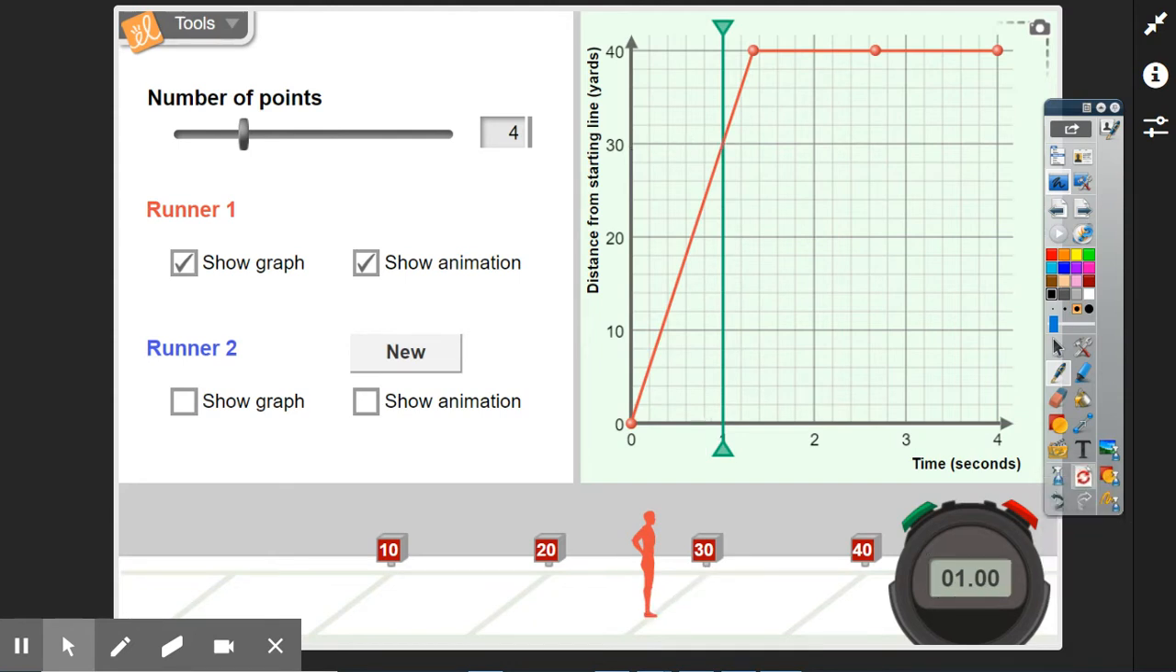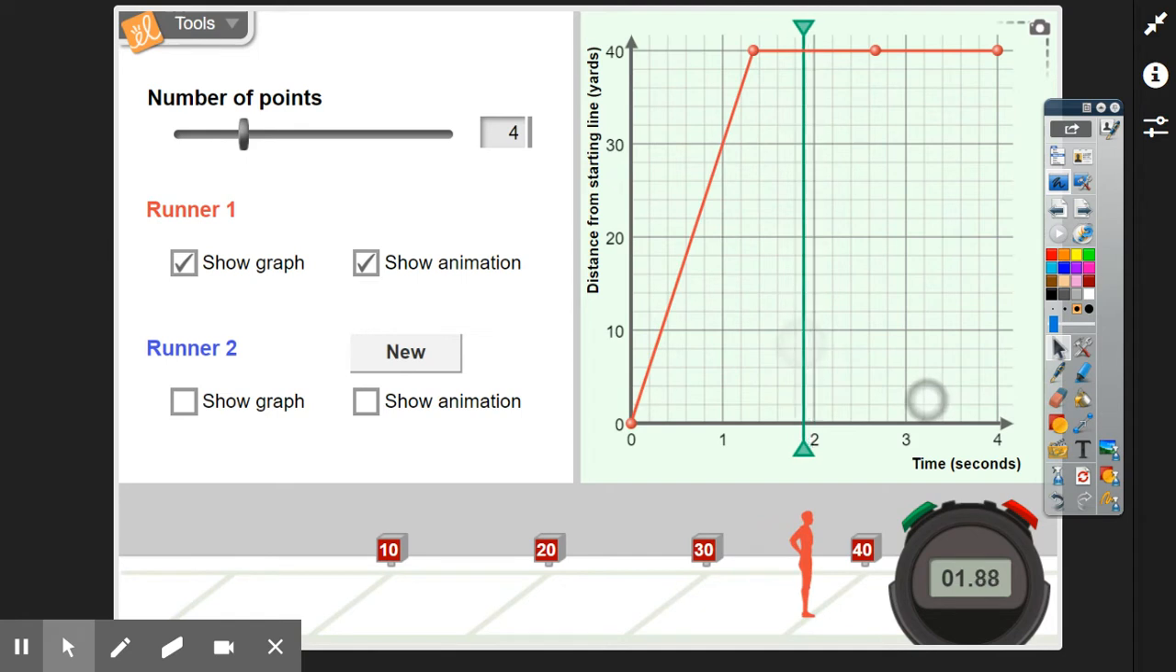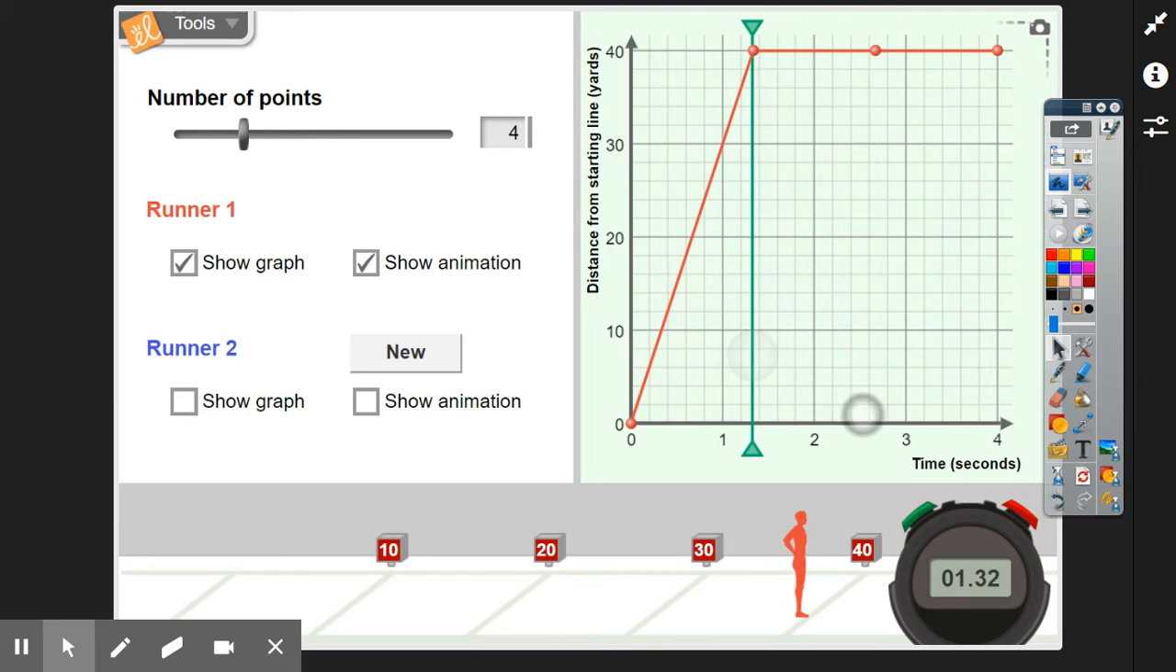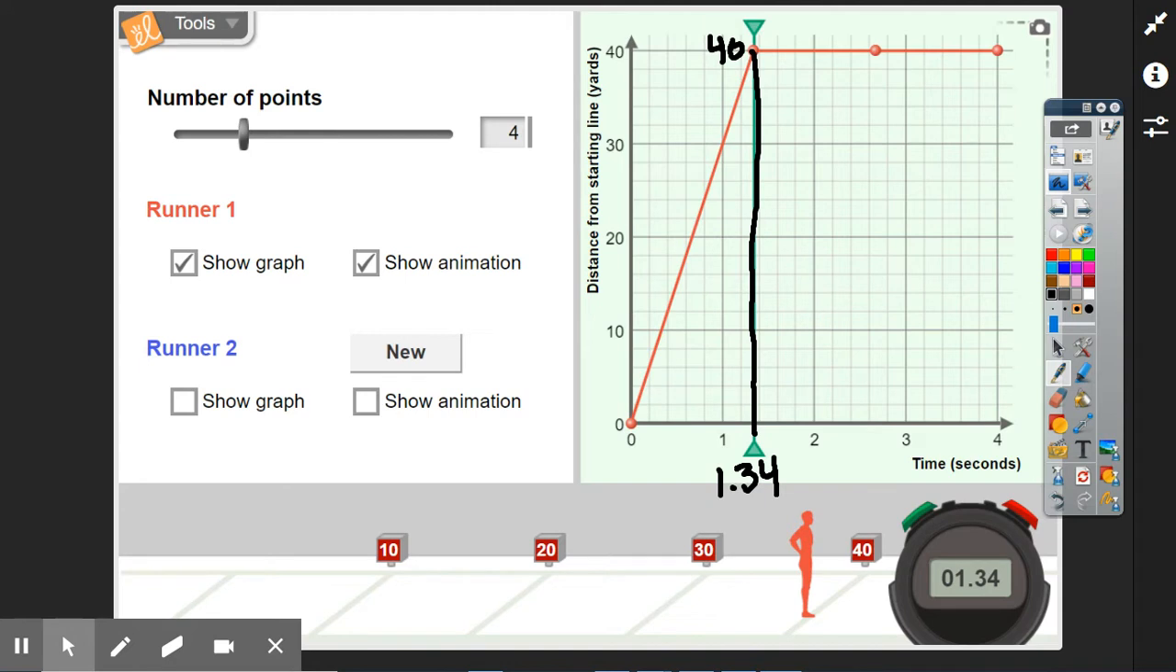So if I continue on and go to 1.34 seconds, that's where my green bar is. The runner is at 40 yards. Okay, so the runner has reached the finish line at 40 yards.